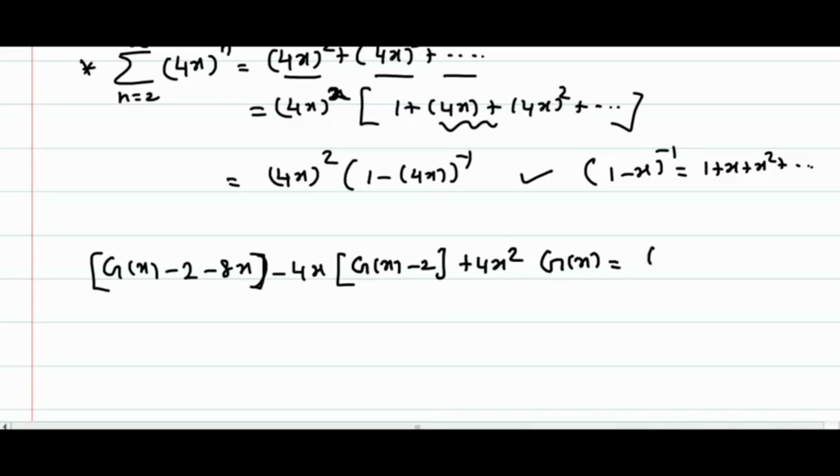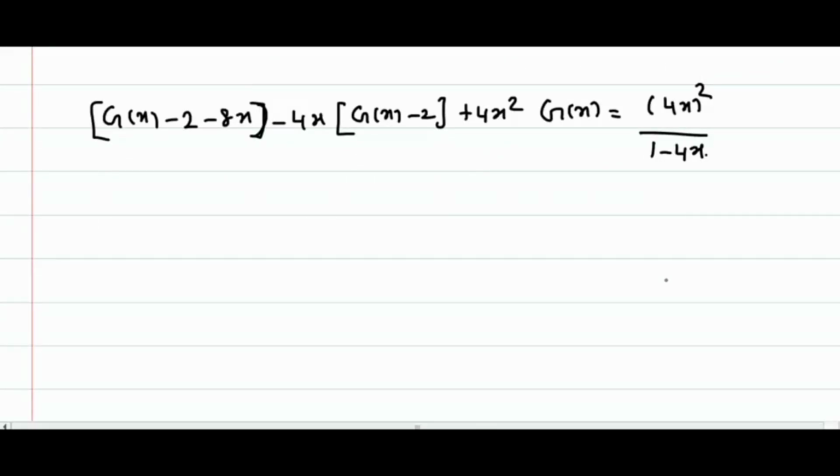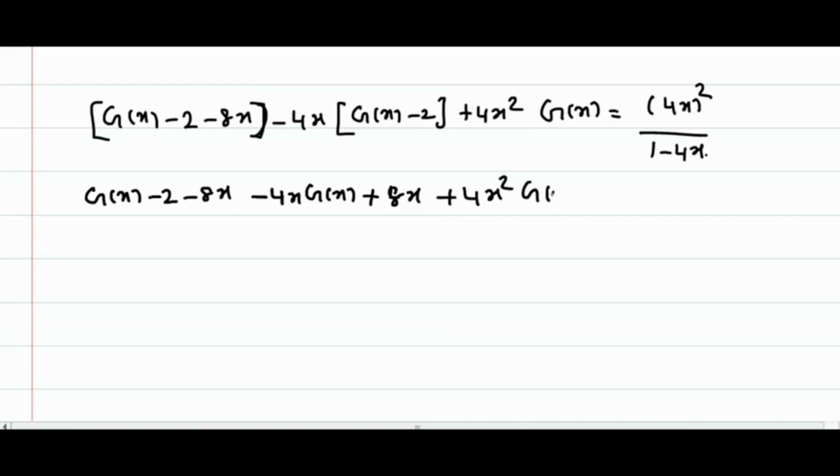Coming to the right hand side, we get 4x square by, I'm going to write, 1 minus 4x power minus 1 can be written as 1 minus 4x. Okay, so now we simplify this equation, we get the g of x value. What is our target? Step number 1, we find the g of x value. So we simplify this and we get g of x minus 2 minus 8x minus 4x g of x plus 8x, plus 4x square g of x, equal to 16x square by 1 minus 4x.